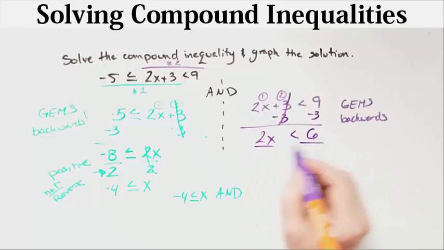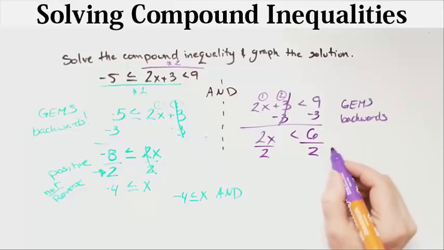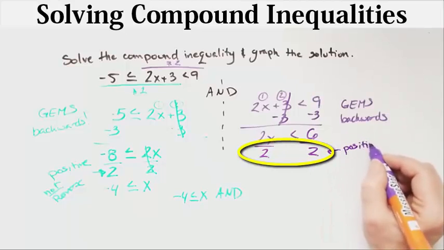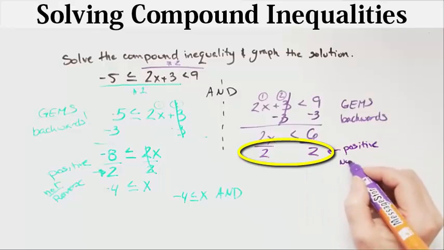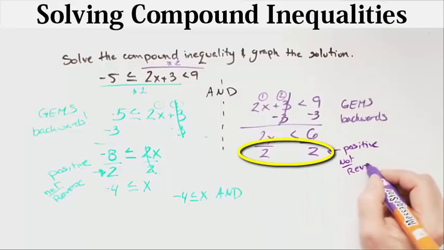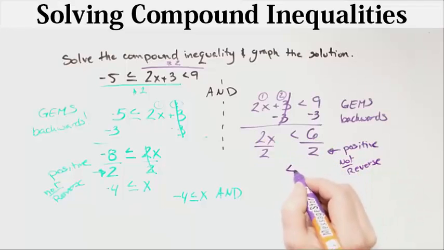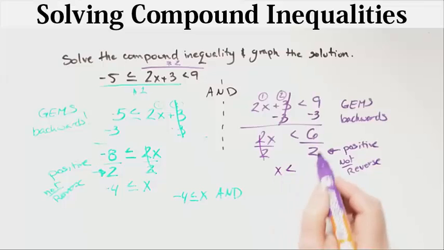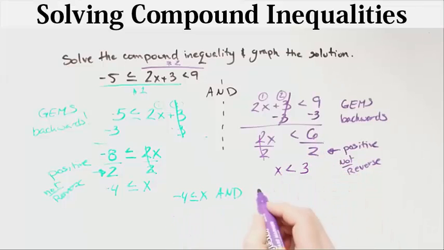I need to divide both sides by 2. The minute you divide, you need to stop and take a look. This is a positive number. If it is positive, we do not reverse the symbol. So I'm going to immediately write the symbol I'm supposed to so I don't lose it. 2 divided by 2 is 1, so I have x. 6 divided by 2 is 3. So I already have my first, and the second problem I'm supposed to graph is this one.